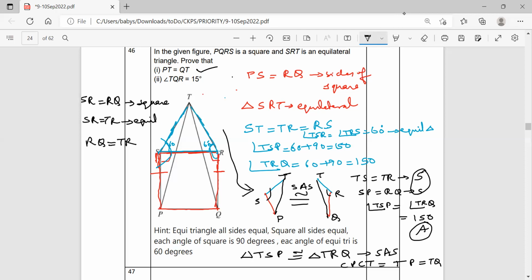So in my triangle TRQ, I'm just drawing an arrow mark. Can you see? So TRQ, what happens here? Triangle TRQ is isosceles because TR is equal to RQ, isn't it? The blue and the red side become equal. If I redraw that, TR is equal to RQ. So then the base angles will be equal, right?